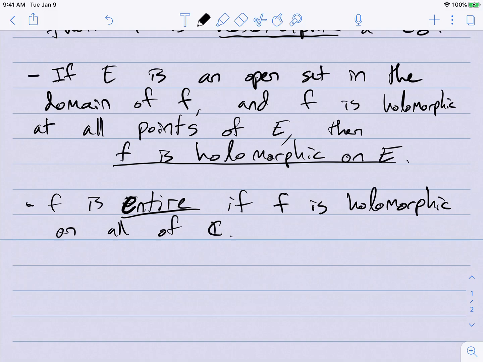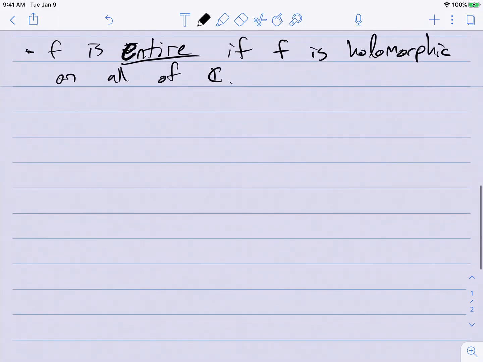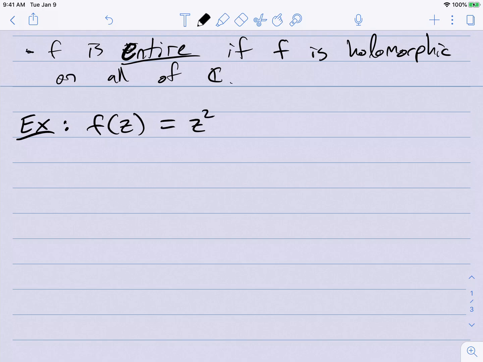I don't want to make this video too long, so I encourage you to read the section yourself. There's a lot there. This is section 2.2, I believe. But let's just go through a few examples of functions and see whether or not the derivative exists. So, the first example that you want to look at is polynomials. And let's just do a simple one, f of z equals z squared.